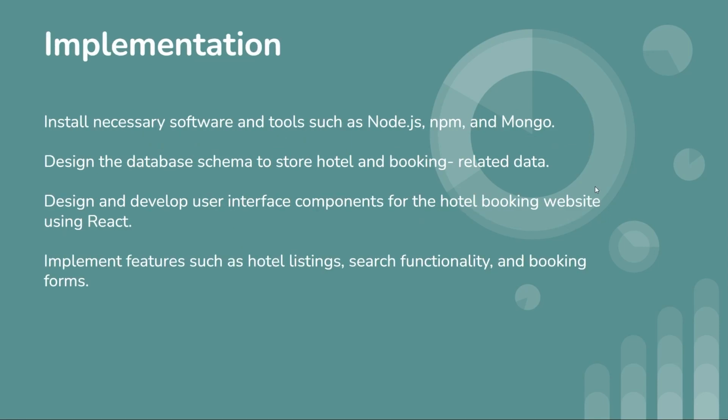development. Implementation. Install necessary software and tools such as Node.js, MongoDB, and also create the React app using npx create-react-app. Design the database schema to store hotel and booking related data. Design and develop user interface components for the hotel booking website using React. Implement features such as hotel listing, search functionality, and booking forms.